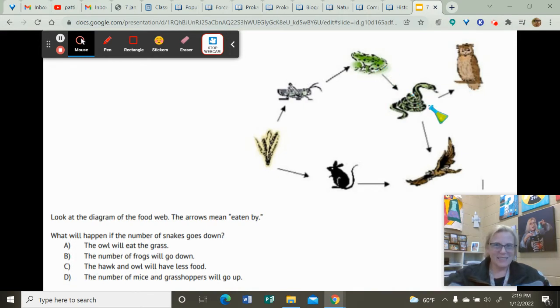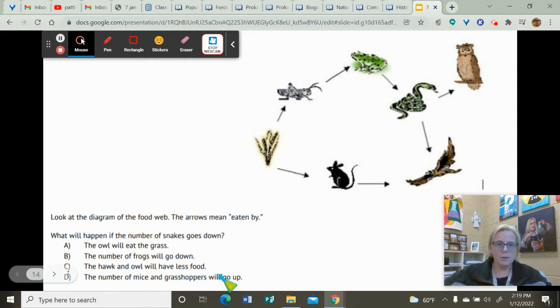Not. I'm not thinking so, because if you only have 20 of these eating these, you'll probably end up having more frogs, I would imagine. Okay. The hawk and owl will have less food. So that makes sense because the hawk, here's the hawk and the owl, instead of having 100 of these to eat, they're only going to have 20 of those to eat. That one makes sense. So that's probably the correct answer.